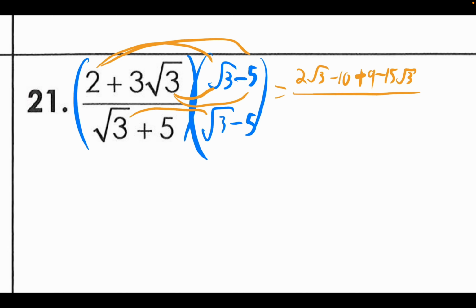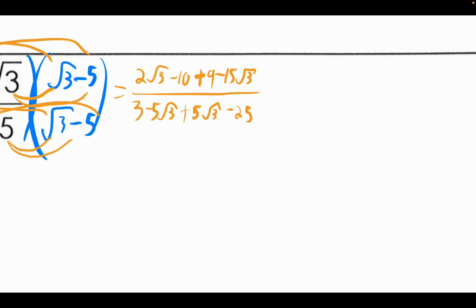Over square root 3 times square root 3 is 3. Square root 3 times negative 5 is negative 5 square root 3. 5 square root 3, or 5 times square root 3 is just 5 square root 3. So those middle terms we're going to zero out again, which is good. The whole reason we're doing this. 5 times negative 5 is negative 25. So on top, we combine the negative 10 and 9, for example, and get negative 1. And we combine those radical 3's, the root 3's, and we end up getting negative 13 times the square root of 3. On the bottom, we combine the 3 minus 25 and get negative 22.